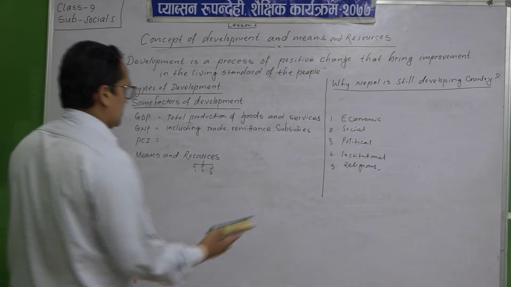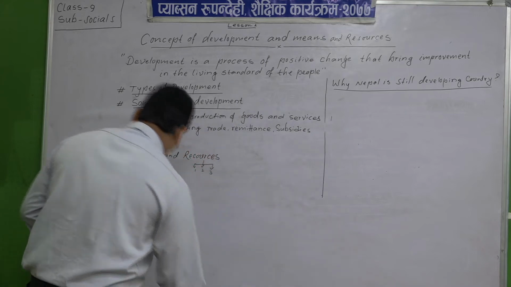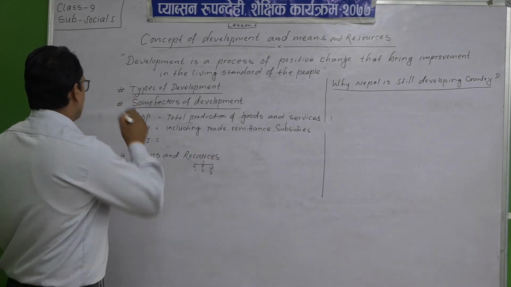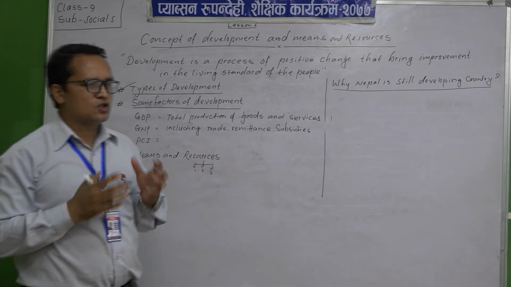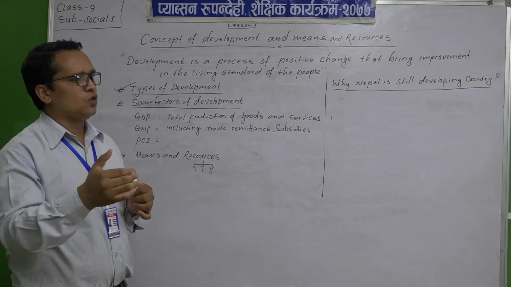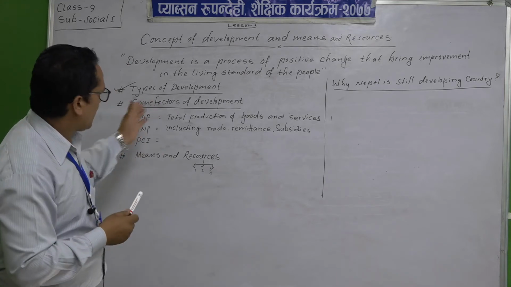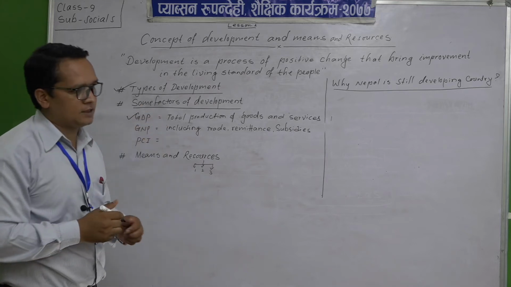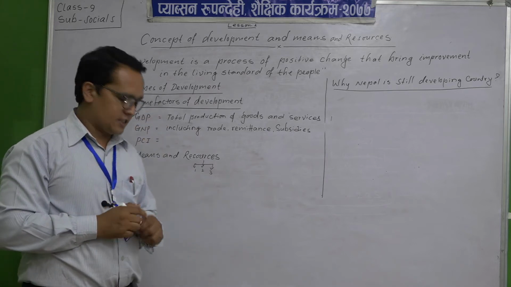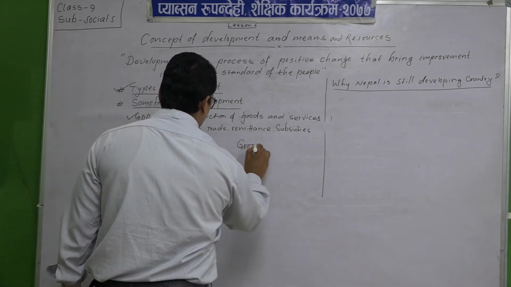Okay, students, understood? We discussed the types of development. Now some factors of development, how we can show and how we can know about the development, some factors are given here. First one is GDP, gross domestic product. What is GDP? Gross domestic product.